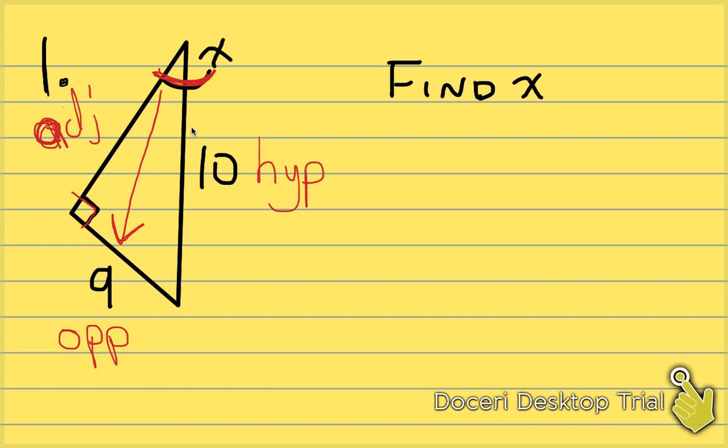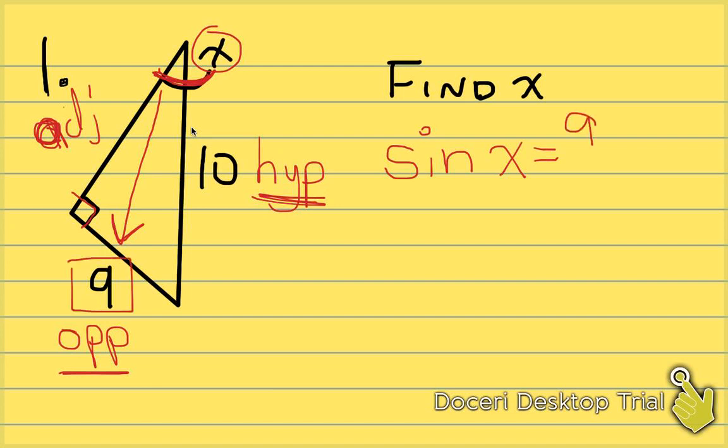We have to ask ourselves, which trig function uses opposite and hypotenuse? It's going to be sine. So sine, we need our angle, which in this case is x. Sine of x equals, and now we need opposite over hypotenuse. Opposite is 9 over hypotenuse is 10. So sine of x is 9 over 10.